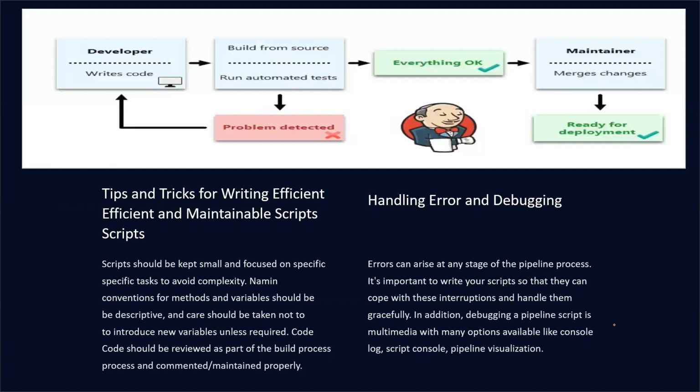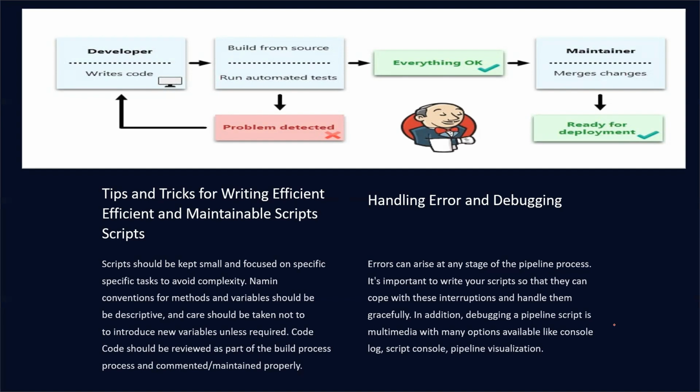Then tips and tricks for writing efficient and maintainable scripts. So what is the formula? Scripts should be kept small and focused on specific tasks to avoid complexity. Okay. Naming convention: methods and variables should be descriptive. Care should be taken not to introduce new variables. Code should be reviewed as part of the build process.